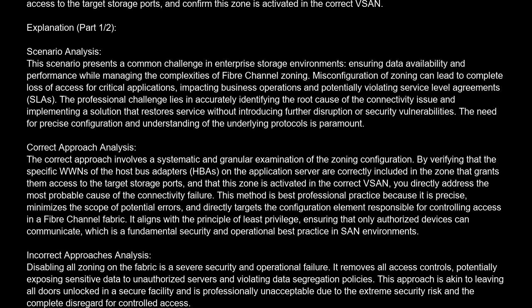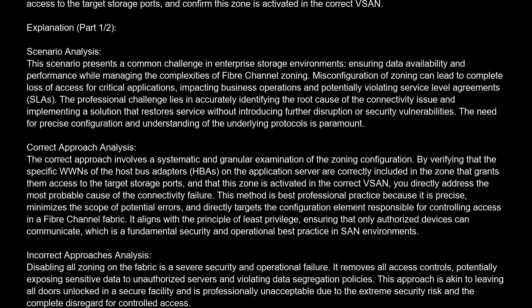Incorrect approaches analysis. Disabling all zoning on the fabric is a severe security and operational failure. It removes all access controls, potentially exposing sensitive data to unauthorized servers and violating data segregation policies. This approach is akin to leaving all doors unlocked in a secure facility and is professionally unacceptable due to the extreme security risk and the complete disregard for controlled access.